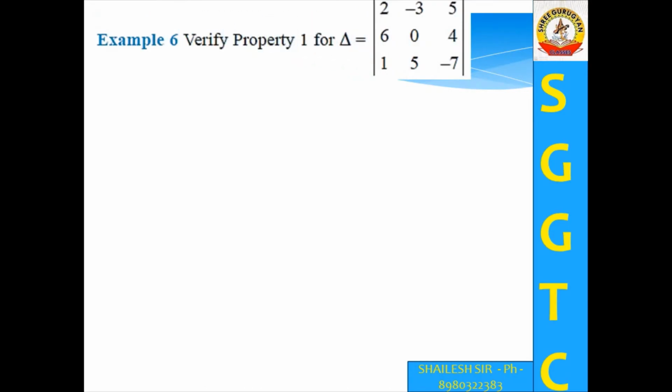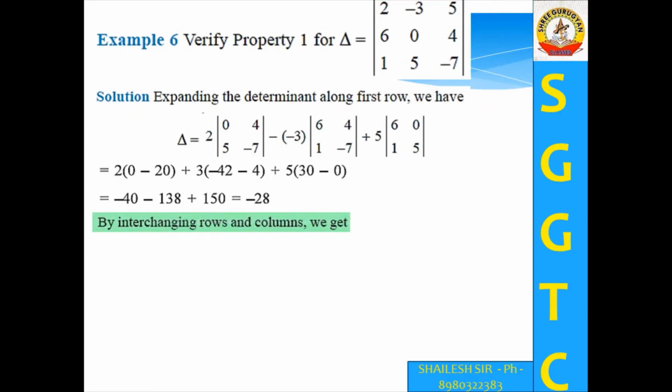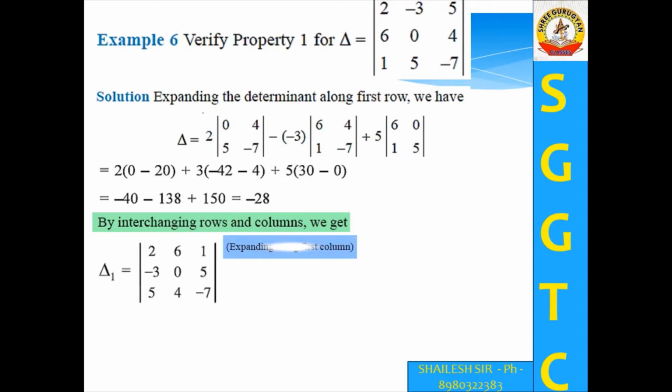Exercise example 6. Verify the property number 1. So first of all I expand del by the first row elements and calculate, and you get minus 28. Yes students, your answer is minus 28. This answer is from the first determinant del expansion. Now after that, utilizing property number 1, all rows are converted into columns. So interchanging rows and columns, you get the new determinant. Students, check one more time.